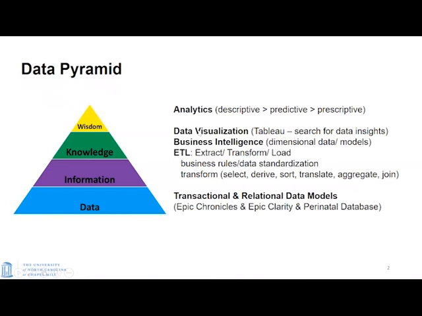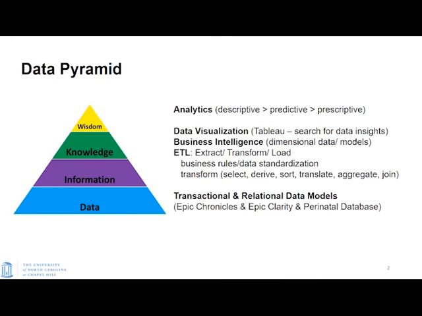Let me start with this data pyramid. Maybe this is something you're already familiar with, but basically we have a lot of data around. There has been a huge explosion of data, and sometimes it's hard to get information, knowledge, or wisdom out of that data. So we use different tools to not only get the data first, but also to start doing some ETL, extract, transform, and load operations, so we can derive data elements that are not readily available in the transactional or relational models.